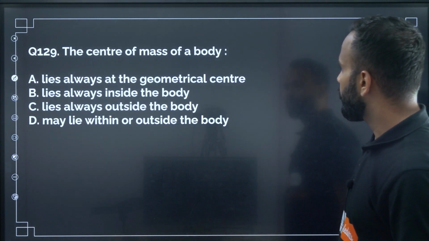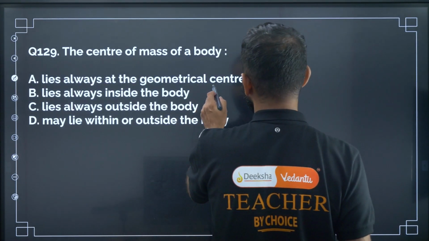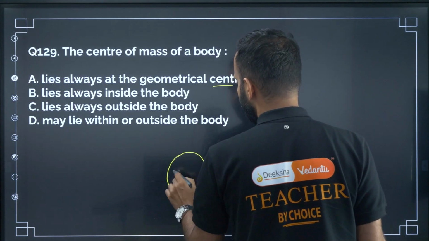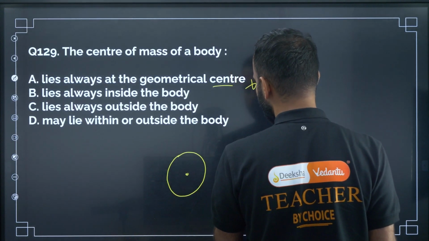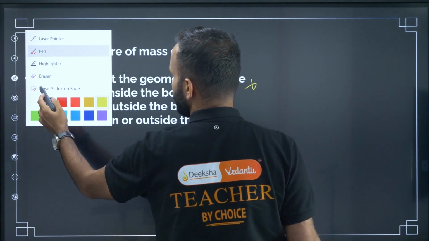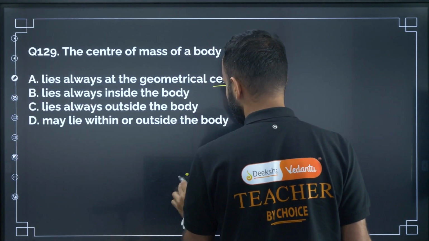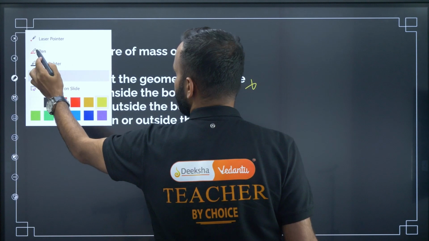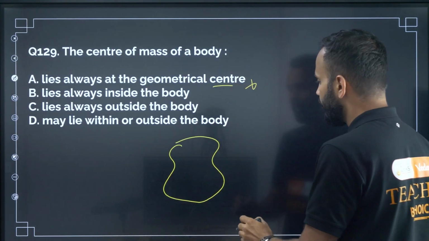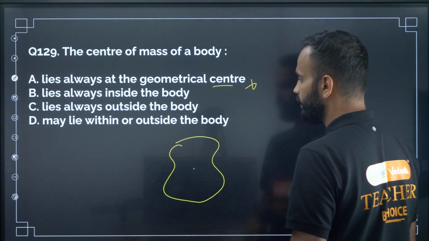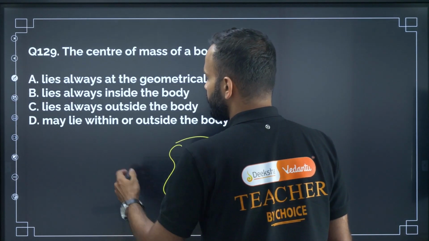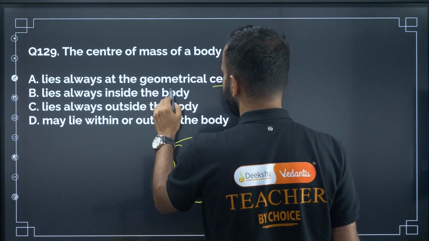Next, 129. The center of mass of a body lies always at the geometrical center. Wrong. Center of mass of a body may lie within the body or outside the body. Okay, not exactly sphere. So here this is the body. Center of mass of the body may lie within the body or outside the body. Understood?